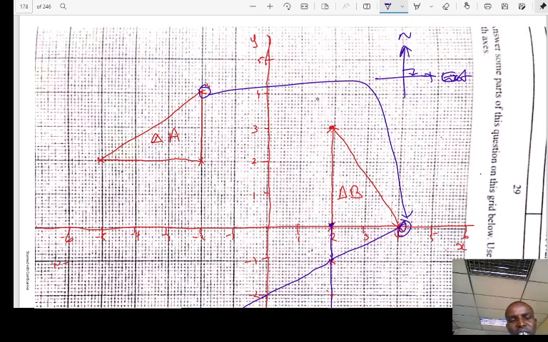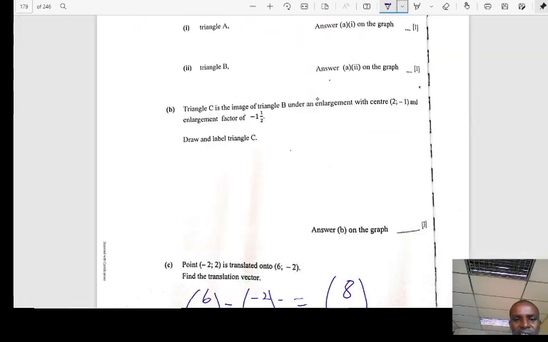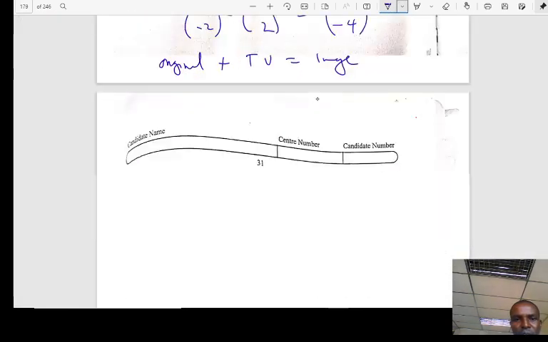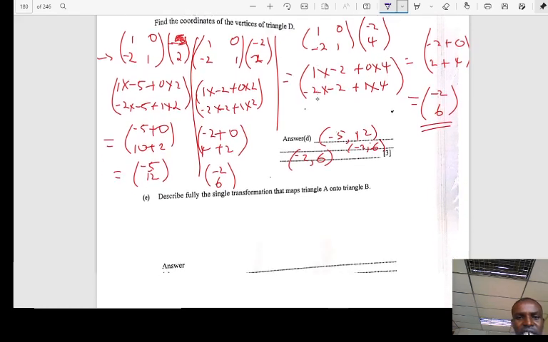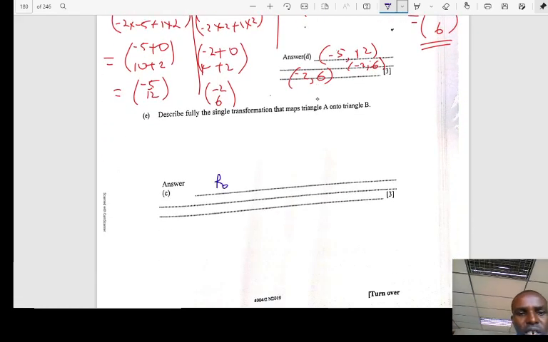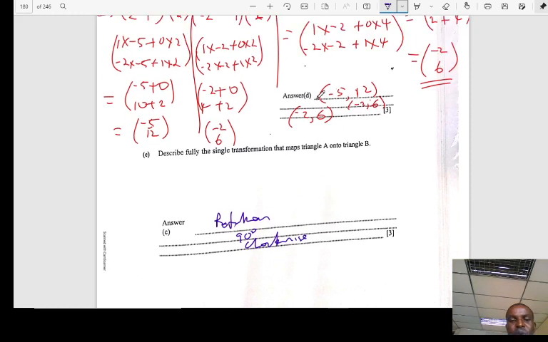Then you also have to state the center of rotation. Let me state it like that: rotation 90 degrees clockwise. The center is found by joining any two corresponding points, then you bisect.